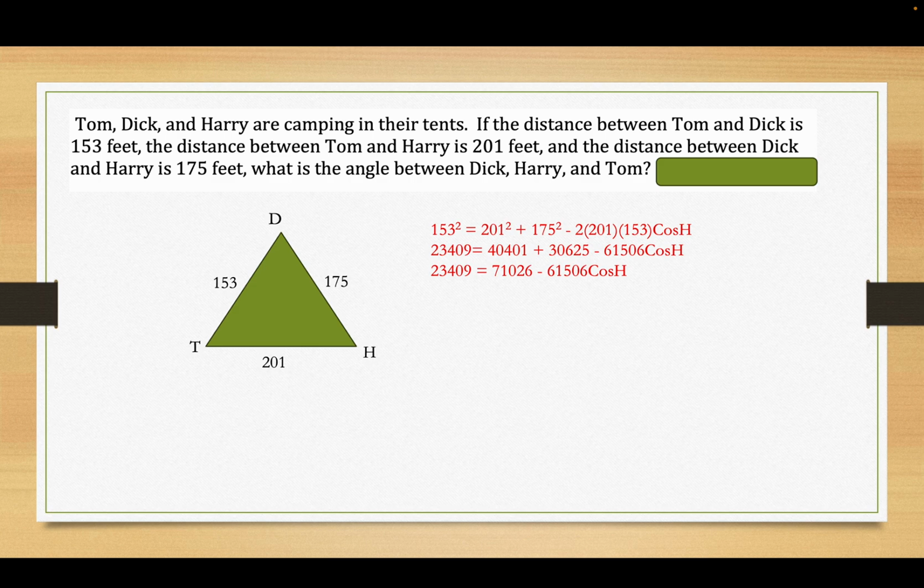So instead, I subtract 71,026 from both sides. And that gives me negative 47,617 is going to equal, danger, danger, danger, don't forget, there's really a negative in front of this 61,506. Negative 61,506 cosine H. Divide by that negative 61,506, and I get that the cosine of H is 0.7742. Now I just do inverse cosine, or second cosine, on the calculator. H is 39.3 degrees.